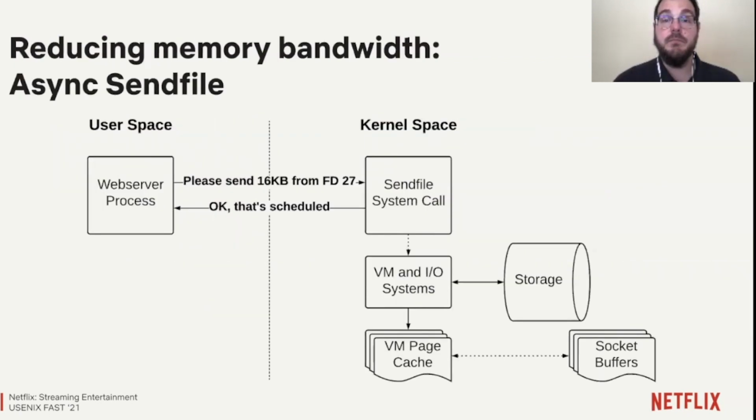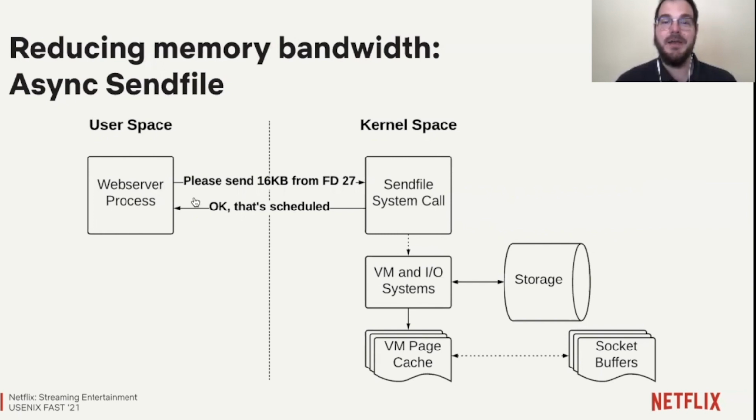So one of the mechanisms that we use is async sendfile, or asynchronous sendfile. I've chosen to group this under reducing memory bandwidth because it does reduce memory bandwidth. But async sendfile also helps to avoid context switches by keeping our data in the kernel.